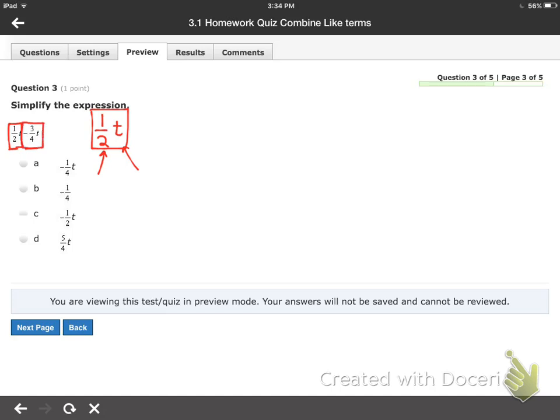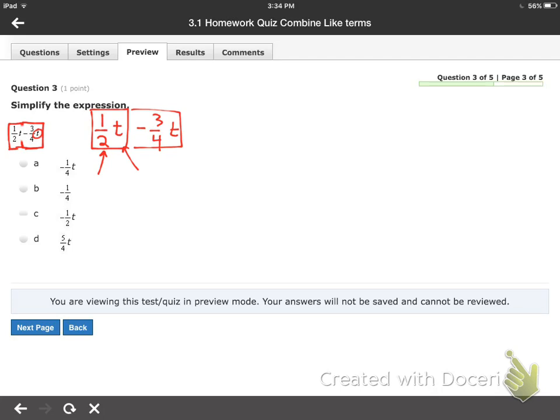So we've got a negative 1/2 t and a negative 3/4 t. Well, they happen to be like terms because they share common variables, and the variables are exactly alike. So if they have the same variable and to the same power, which is true, then we can combine them.